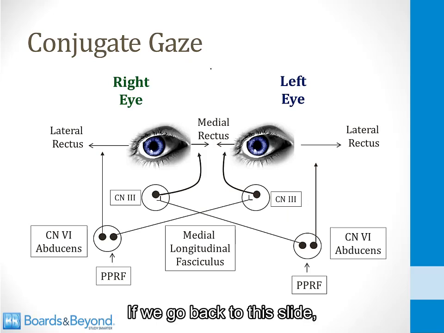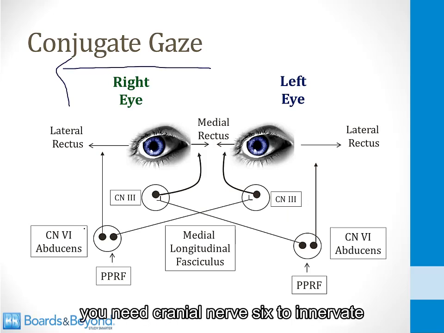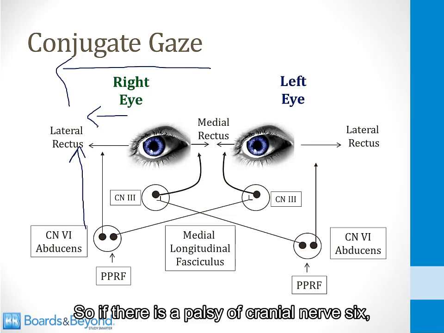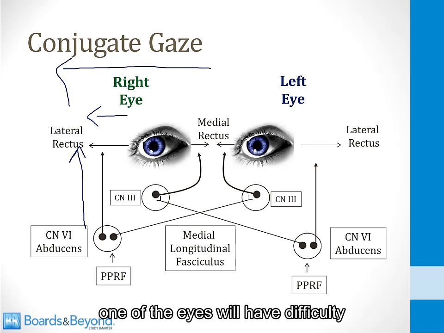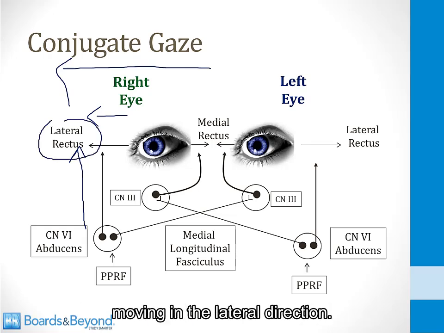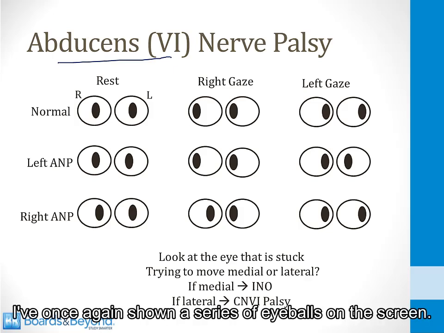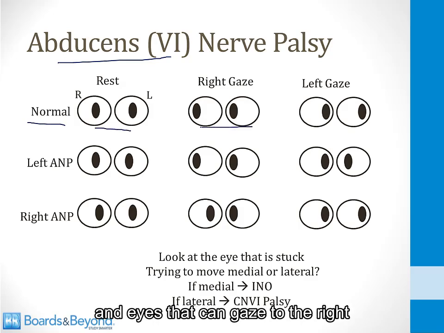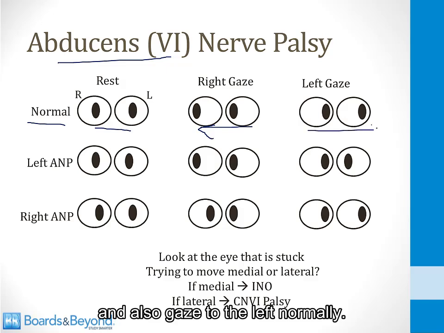If we go back to this slide, when you gaze in this direction, you need cranial nerve 6 to innervate the lateral rectus muscle and move the right eye laterally. So if there is a palsy of cranial nerve 6, one of the eyes will have difficulty moving in the lateral direction. To understand this better, I've once again shown a series of eyeballs on the screen. So at the top is a normal patient with eyes that are midline at rest and eyes that can gaze to the right and also gaze to the left normally.